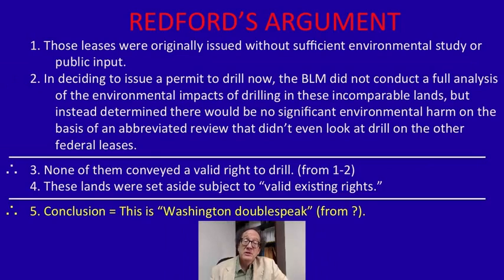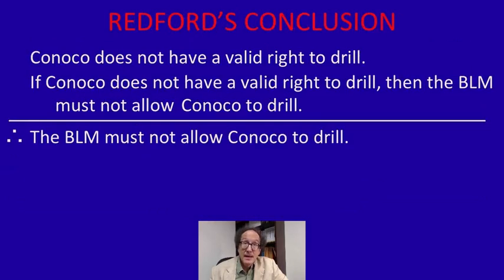Let's start with Redford's conclusion. What's he trying to show? He's trying to show the opposite of the BLM's argument. They're trying to show that their hands are tied, that is, that they can't stop Conoco from drilling. So Redford wants to show that they can stop Conoco from drilling, or even that they must stop Conoco from drilling. So that's the conclusion he's trying to reach.